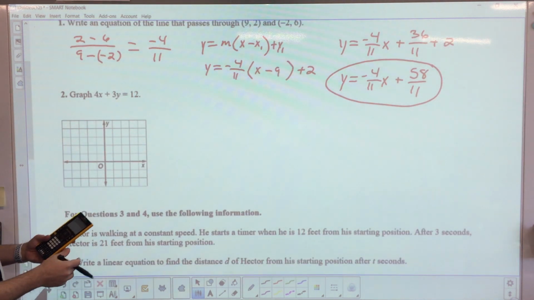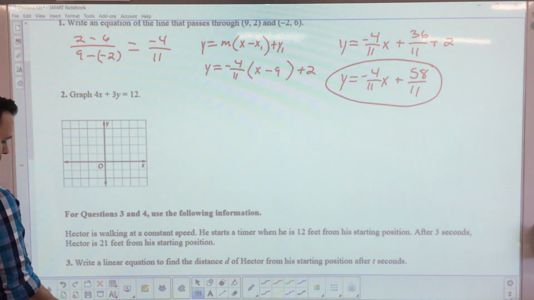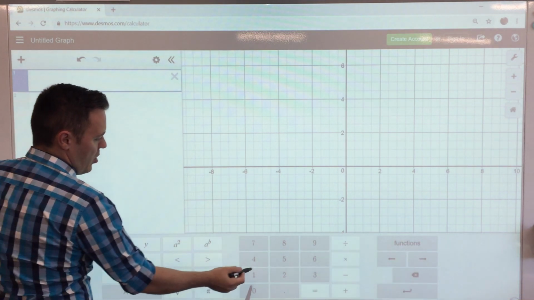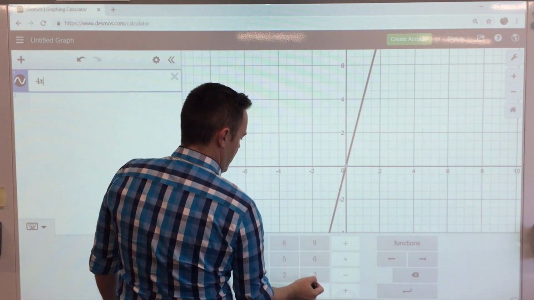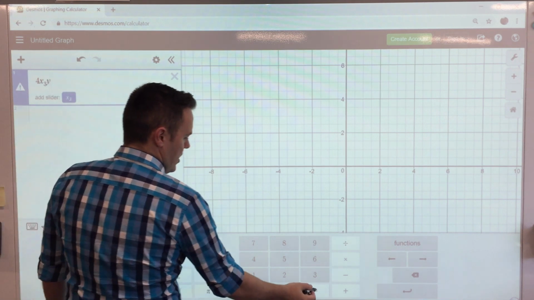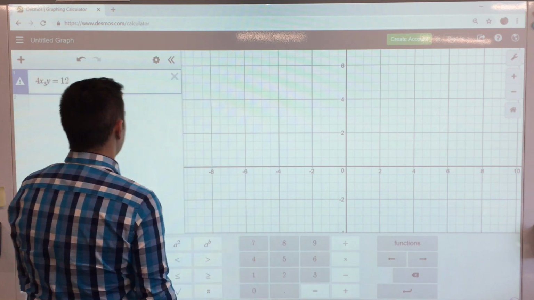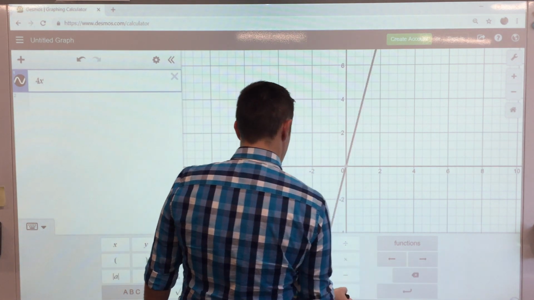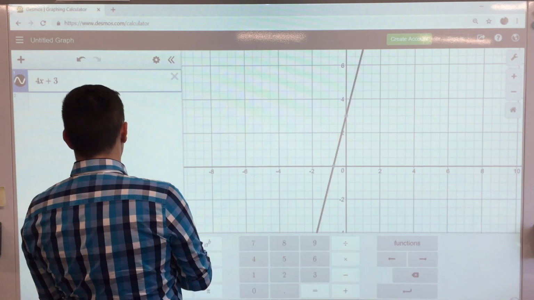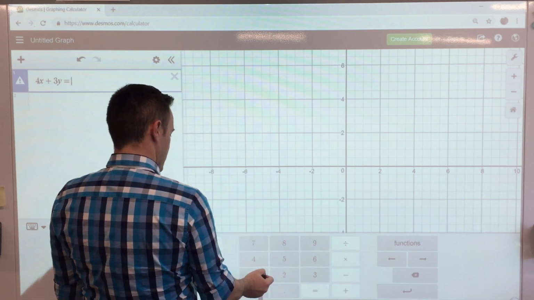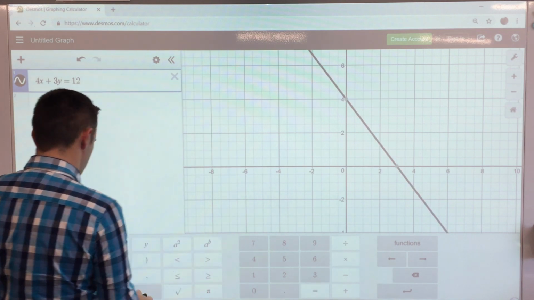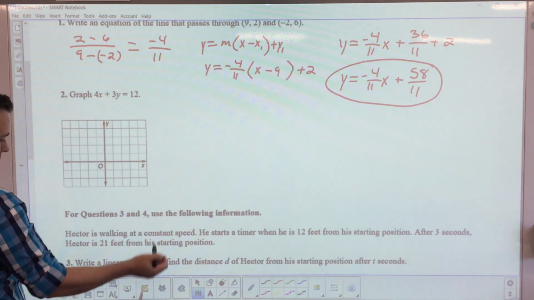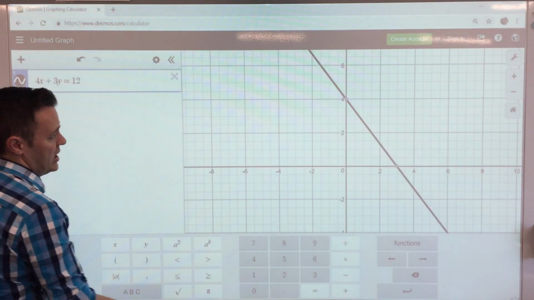Graph 4x plus 3y equals 12. So, ladies and gentlemen, I reserved a computer cart for tomorrow. 4x plus 3y equals 12. What you want to do is make sure 4x plus 3y equals 12. To graph it, you would check the graph.